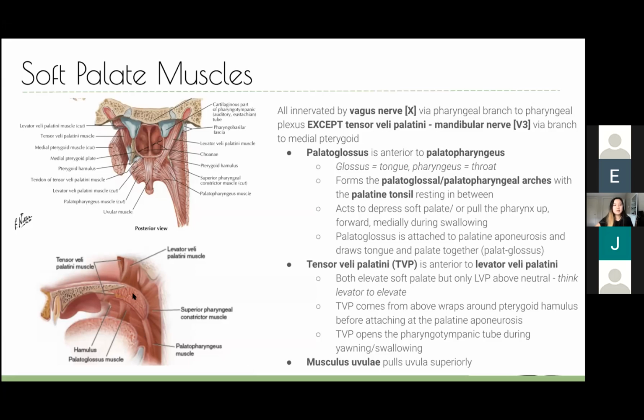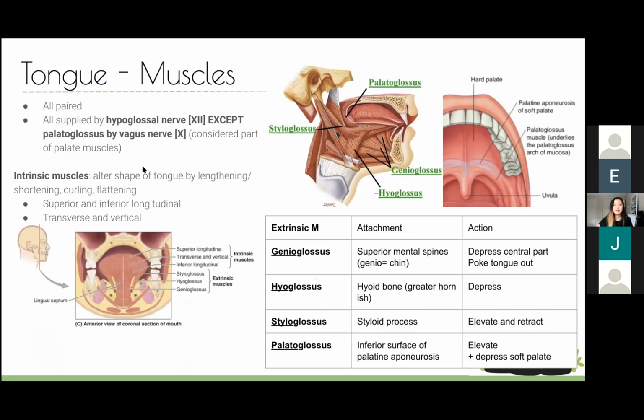Both elevate the soft palate, as you can see, because it's above it, but only the LVP elevates it above neutral. Think levator, to elevate. That's because the TVP wraps around the pterygoid hamulus before attaching to the palatine aponeurosis. So you can see it here: it goes from the top, wraps around the hamulus and then attaches to your soft palate. That means it can't really elevate it above neutral. You've also got the musculus uvulae, which pulls the uvula superiorly.